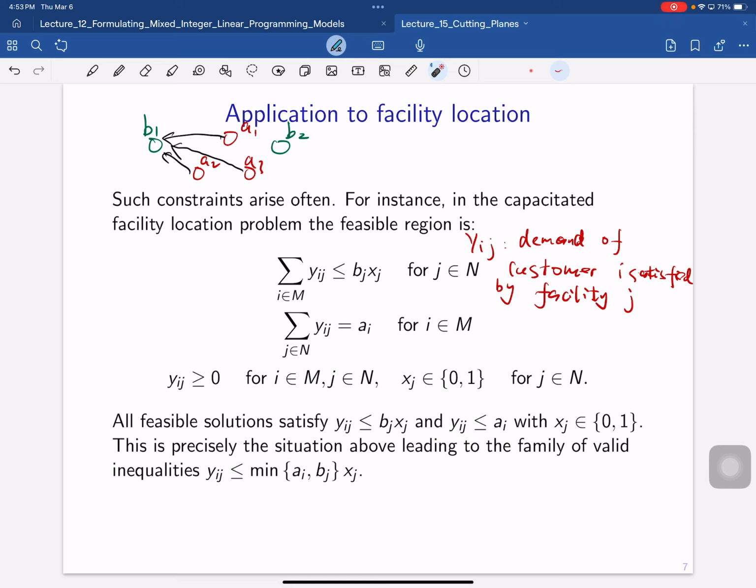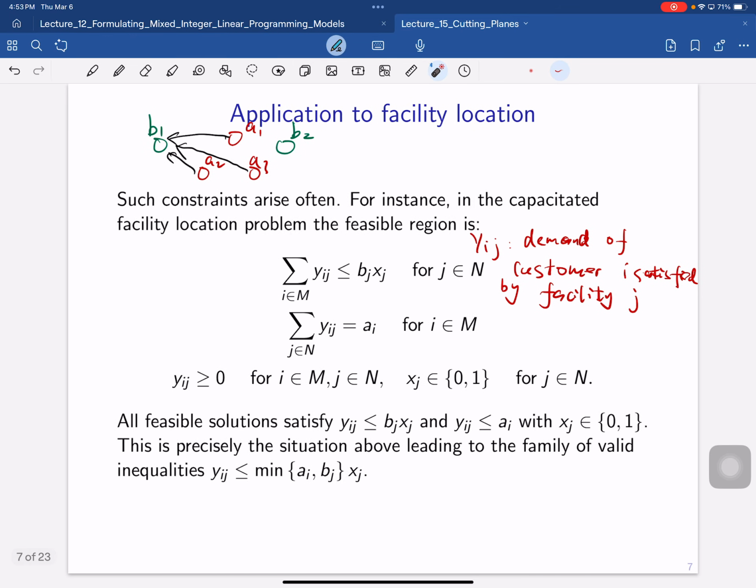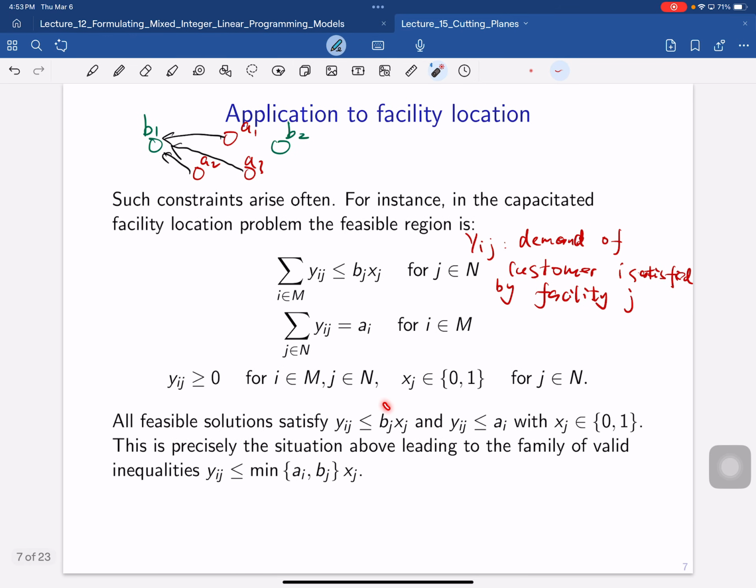Yeah, so that's like for multiple facilities would be the median, right? Right. Okay, makes sense. Understanding that upper bound. Yeah, so this is the same thing as this big M type of constraint, right? In this case, the B is the big M here, right? And A is the upper bound of Yij.